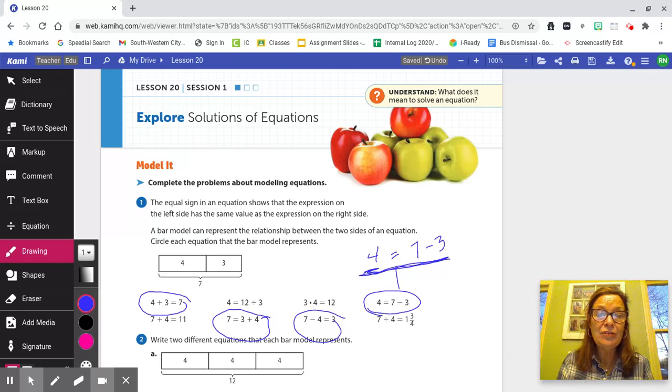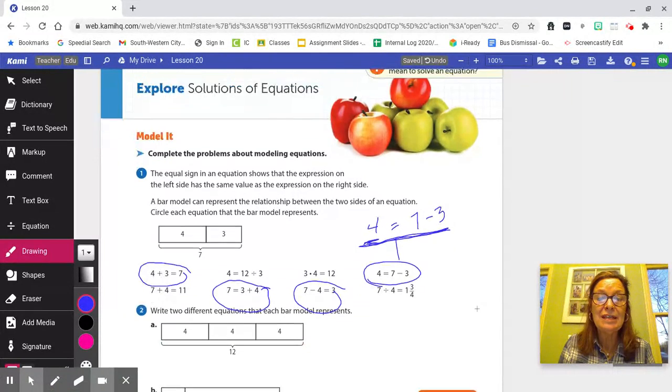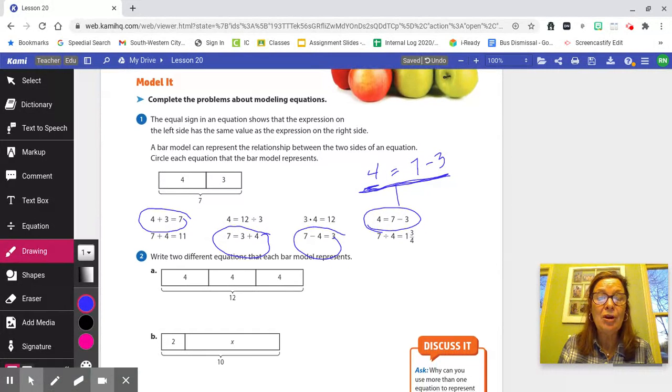Write two different equations that each of the bar models represents. So stop the video. I need two different equations. So remember, that means I need an equal sign for each one of these, and then come back and see if we got the same thing.